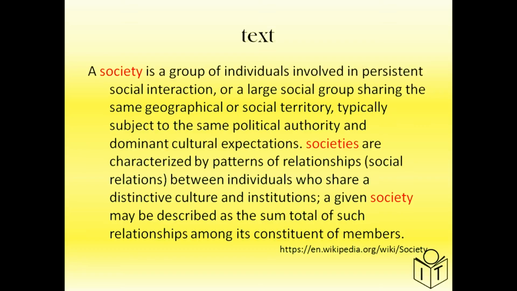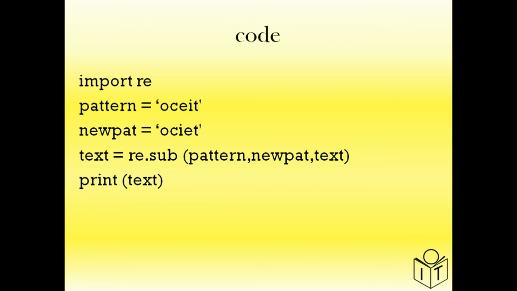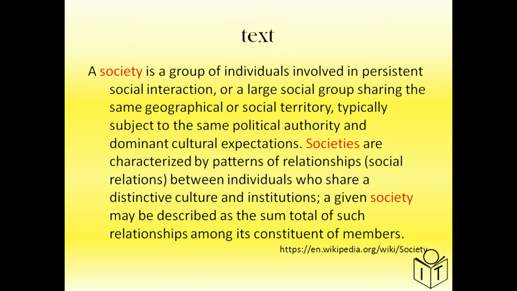So what would we do in this case? It's a bit of a cheating way really, but we can just not put the s in our pattern or the new pattern. So it just finds the part of society that we want to look for without changing the bits that we don't want to change. So there we look at the text and we've got society and societies correctly spelt because we've substituted the correct spelling.